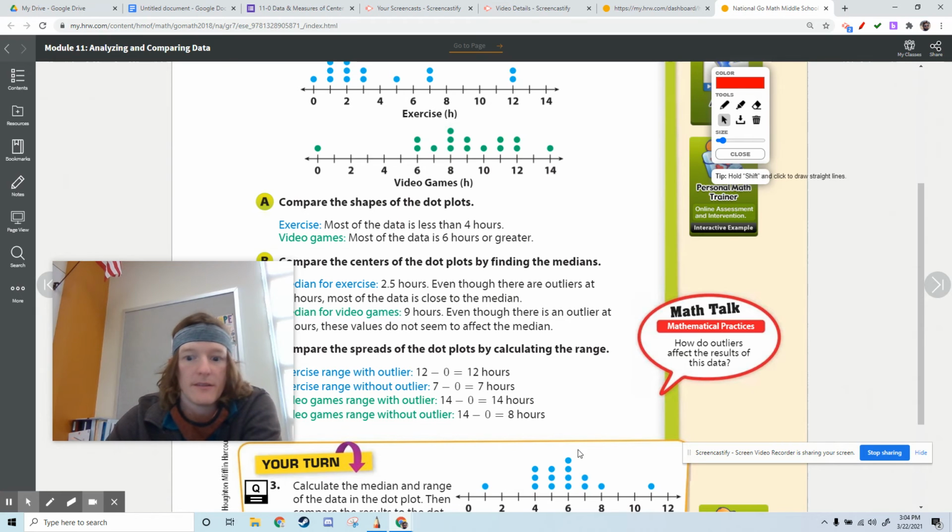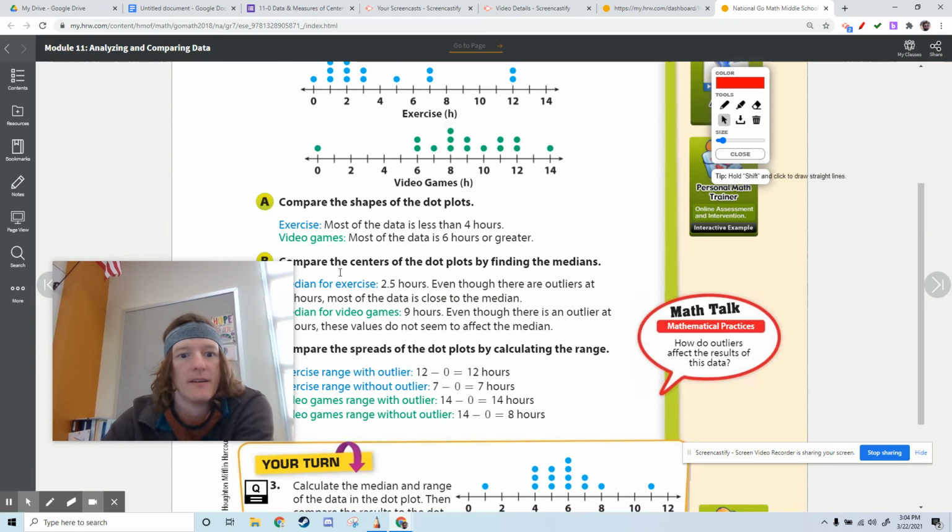So this one, the video games is higher numbers. Most of them were above 6. The exercise was low numbers. Most were below 4. For internet usage, most of them are in between 4 and 7, or 4 and 8. So the shape of it is in the middle, in between our other two graphs we looked at.